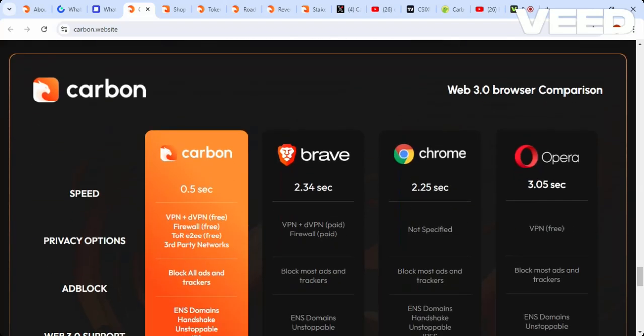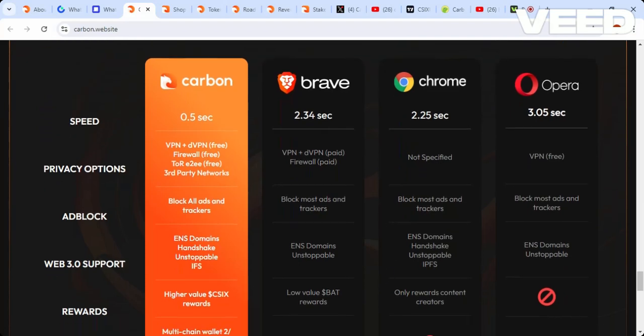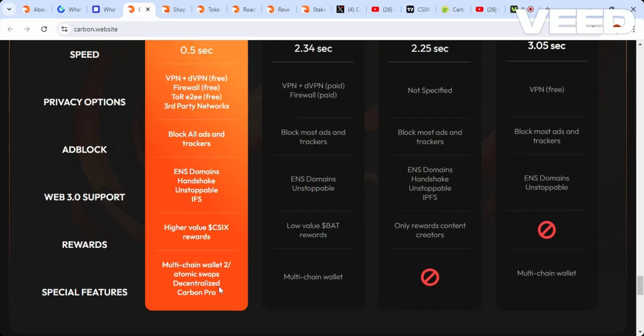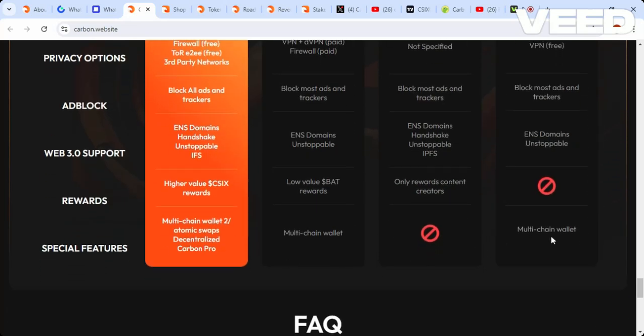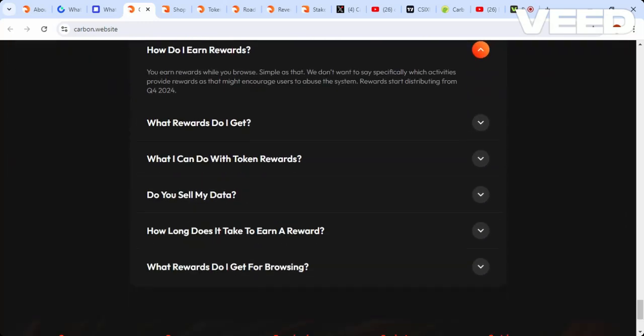So why should you choose Carbon browser? It takes up to 0.5 seconds to load. Google Chrome takes 2.25 seconds. Opera takes 3.05 seconds, and Brave browser takes 2 point something seconds. It has a VPN attached to it. We have ad blocks and so on. So you realize that these are the advantages of Carbon browser over other browsers.